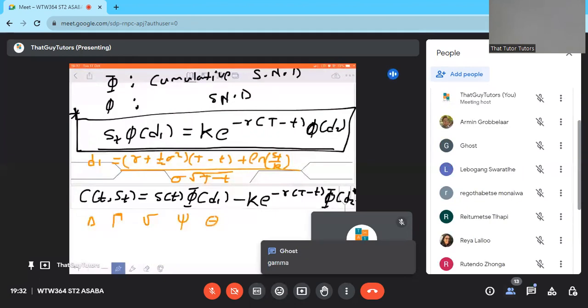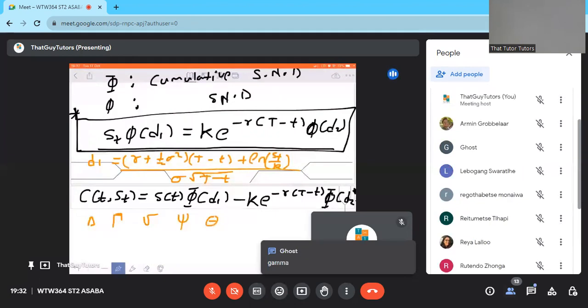Gamma. Okay, so with the gamma, it means that we need to find the delta.